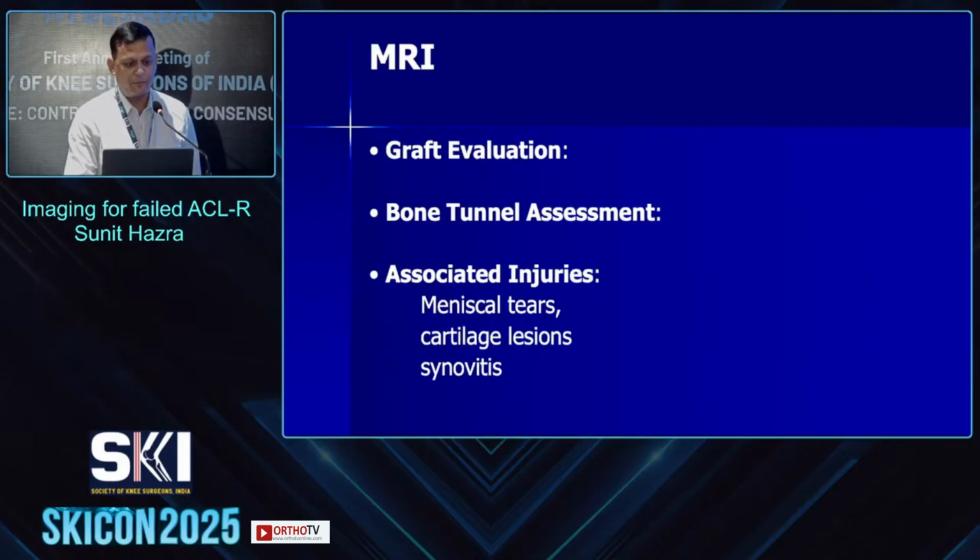So in MRI, you need to evaluate the graft properly, whether a lax graft is there or not. Regarding the bone tunnel assessment, I think MRI is probably not a very good idea, but it will give you some idea regarding tunnel dilatation in both the femur and the tibia, and it is probably best for associated injuries in case of re-rupture of the graft: whether a meniscus tear is there, what is the status of the cartilage, and whether any synovitis or infection is there or not.